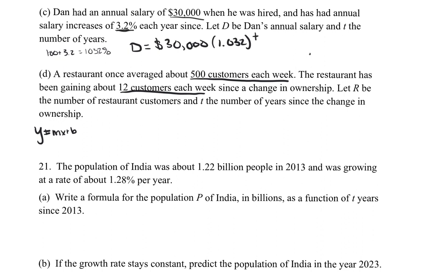And if we're gaining 12 customers each week, that is a rate, and so that is going to be our slope. So if R is the restaurant customers, that's affected by time, so that's going to be Y. So R is equal to 12 customers per week times time plus our starting number. And that is going to be our equation for part D.